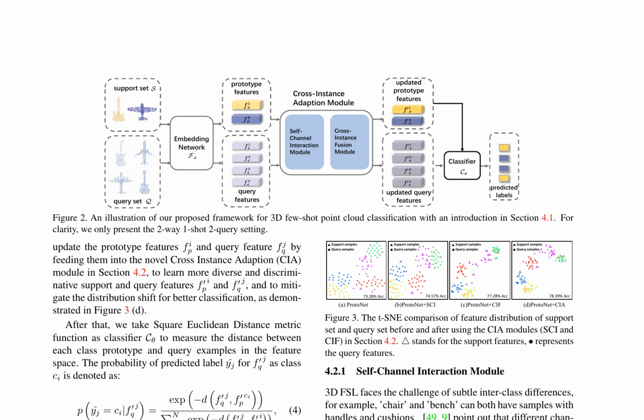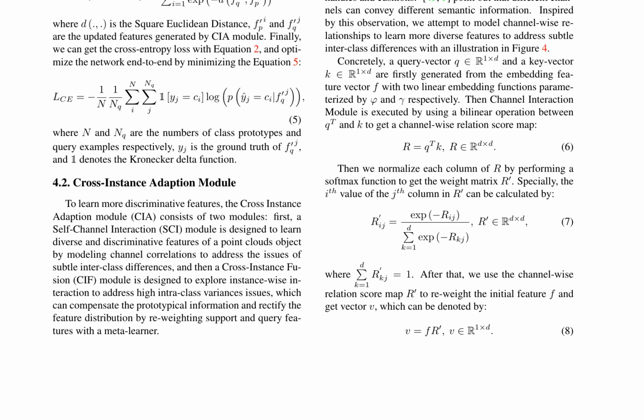This research proposes a novel framework for 3D few-shot point cloud classification, addressing the challenges of subtle interclass differences and high intraclass variances. The framework consists of three modules: self-channel interaction, SI, cross-instance fusion, SIF, and cross-instance adaptation, CIA. The SI module models channel-wise relationships to learn more diverse features, while the SIF module explores instance-wise interaction to address high intraclass variances. The CIA module combines the SI and SIF modules to learn more discriminative and diverse features.